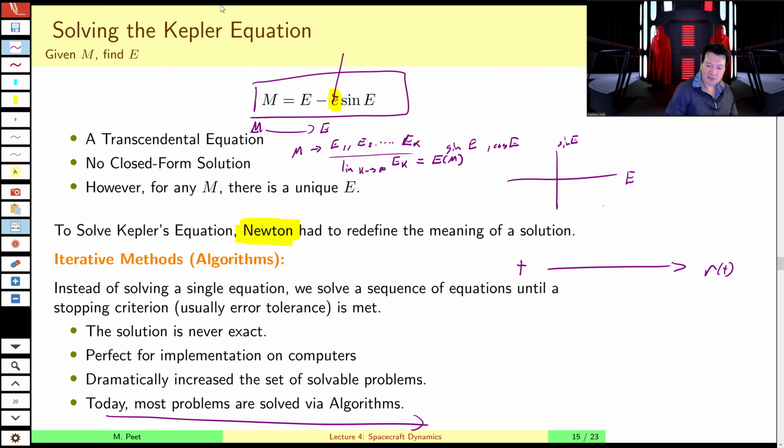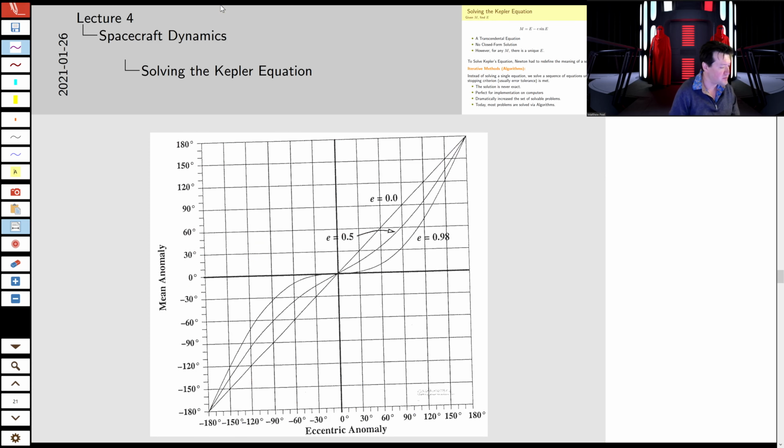So let's consider this problem, right? The problem is M equals E minus e sine E. I think that's the one. So that's the problem we want to solve. And how do you think Newton solved this? How do you think he approached this problem? Well, suppose he's given e and he wants to solve this problem. How would you calculate the solution? You're given e, you're given M, and you want to find E.